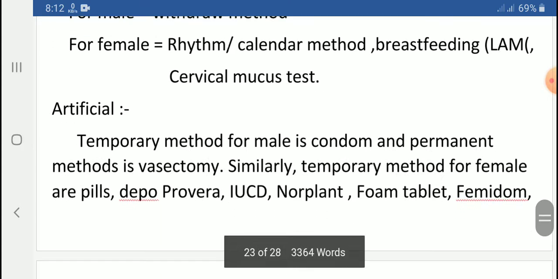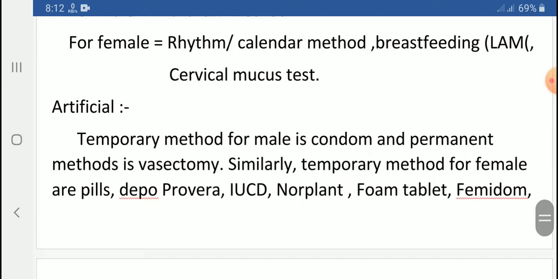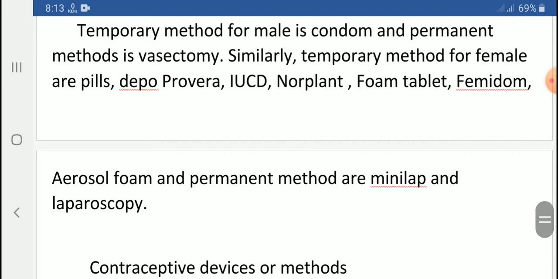So, artificial methods. The temporary artificial method for males is only the condom, and the permanent method is vasectomy. Similarly, temporary methods for females are pills, Depo-Provera, IUCD, Norplant, foam tablets, femidom, aerosol foam, etc. And permanent methods for females are minilap and laparoscopy.